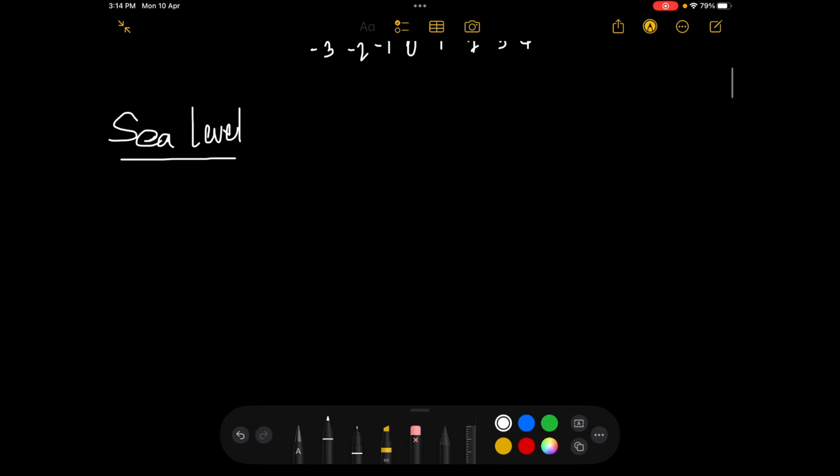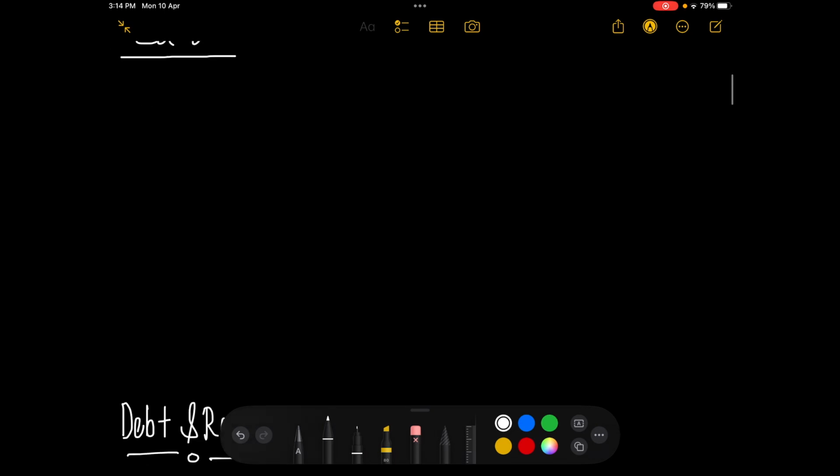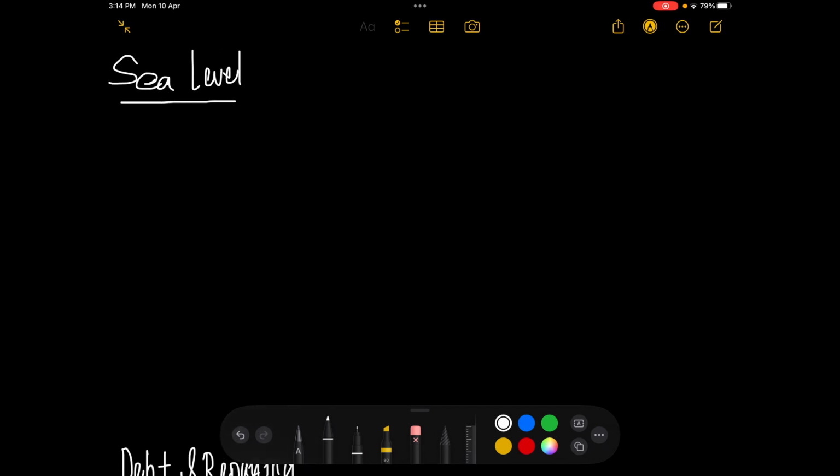And next we have sea level. This sea level and land level method is more visual compared to number line, but it has the same concept. So just draw one line and take it as the surface of the sea. This is the surface of the sea. Anything that goes above the sea level will be positive numbers. Anything that goes below the sea level will be negative numbers.